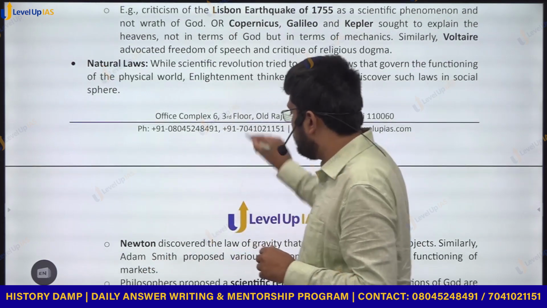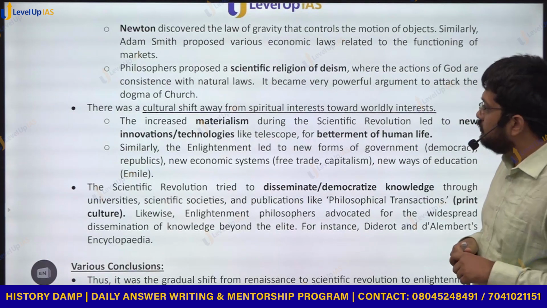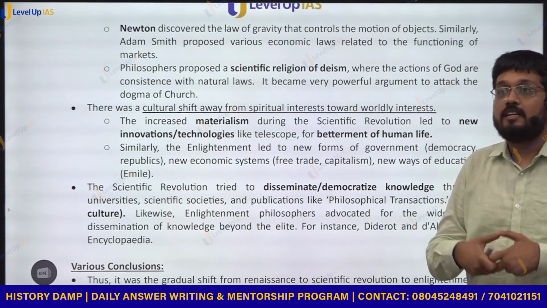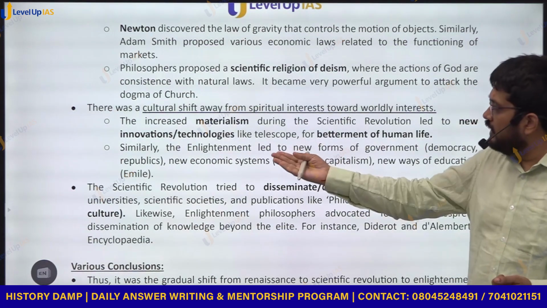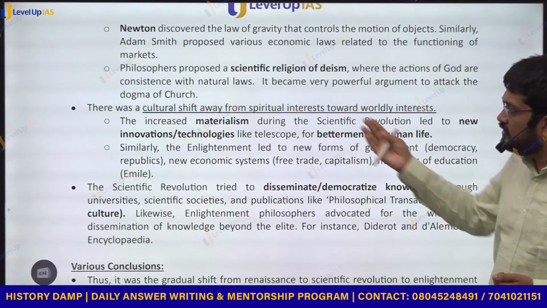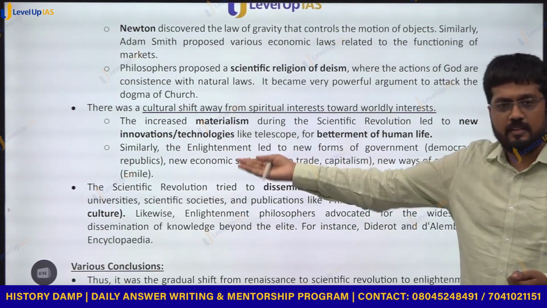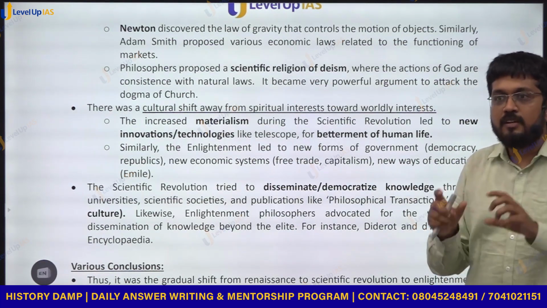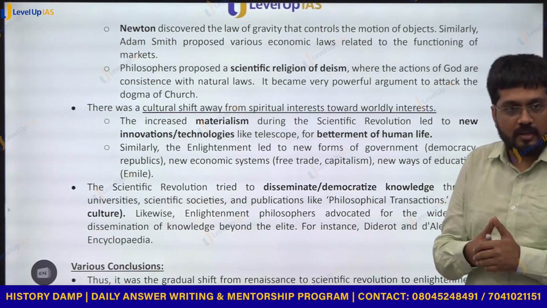You can give examples. Then you can go for cultural shift away from spiritual interest towards worldly interest. So you have materialism as a focus, leading to discoveries and they leading to betterment of human life. So you have many examples. Enlightenment led to new forms of government, democracy and republics, new economic systems like free trade and capitalism, new ways of education like in case of Emile. So you have in every sphere of life new models coming up to rationalize and better your life.